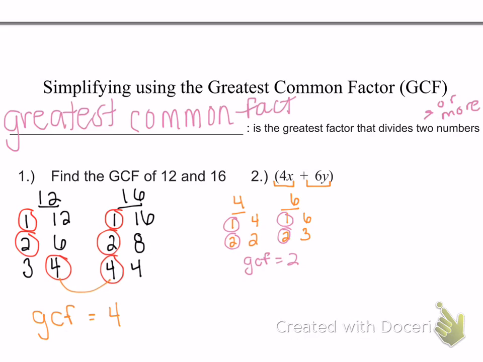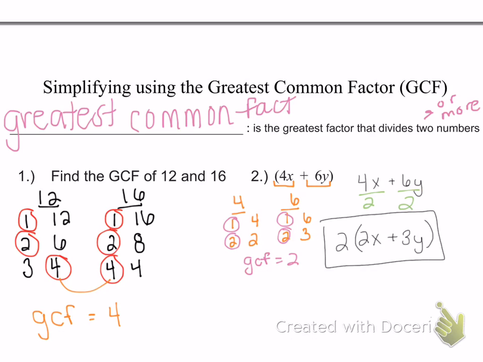Well, if we want to factor that GCF out, you're going to divide each term by that GCF. So we have 4x plus 6y, and I'm going to divide both of those terms by 2. 4x divided by 2 gets us 2x, and 6y divided by 2 gets us 3y. So that's what's left over, and we're just going to put our GCF out front. That would be our answer.